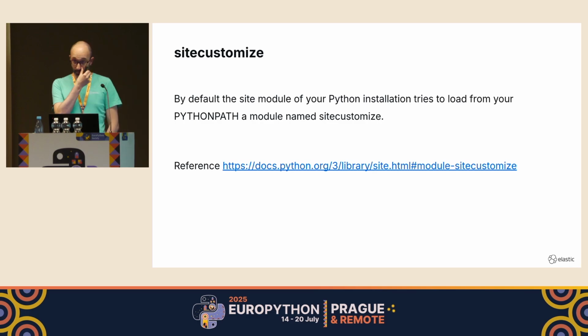By default, in the standard library, there is the site module of your Python installation. It will try to load from your Python path a module named sitecustomize. And OpenTelemetry Python auto-instrumentation uses this trick and this module to be able to initialize itself before your application initializes.